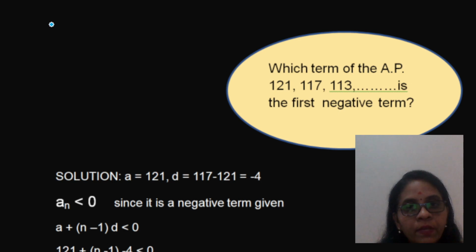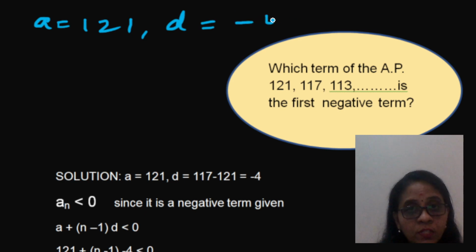So, here what is given? a is equal to 121. d is equal to 117 minus 121, which is minus 4.